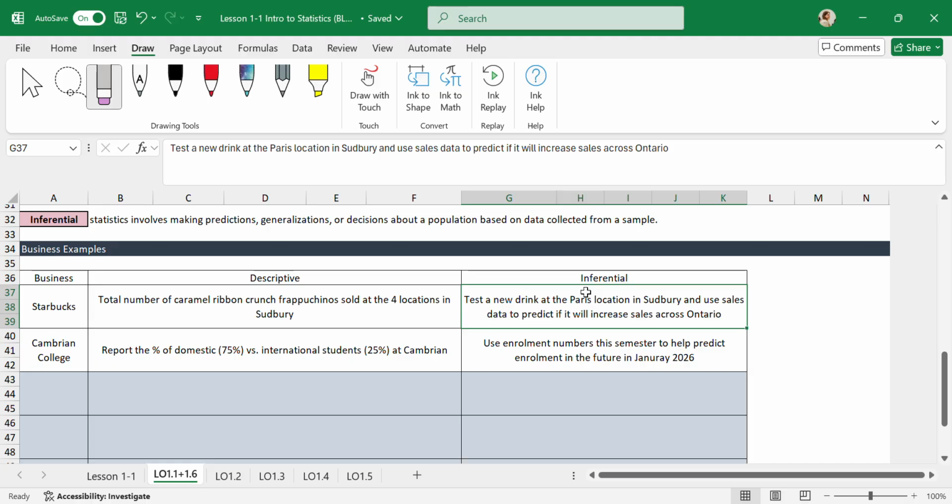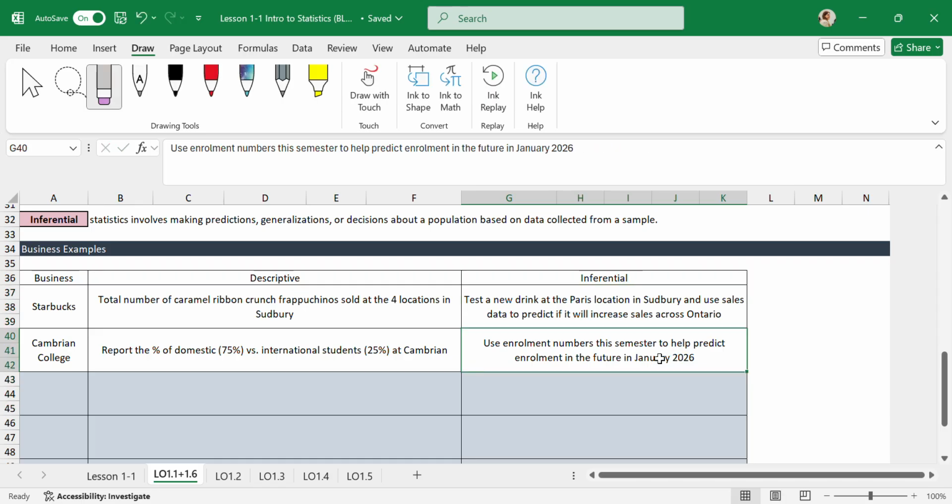If we want to move on from that summary of information that we can have into making predictions or generalizations about what will happen in the future, maybe we could try to use the enrollment numbers from this semester to try to guess how many students will be enrolled in January 2026 in the next semester.